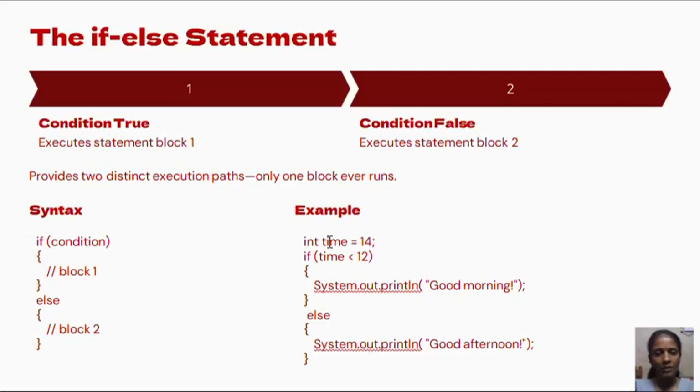See the example, time equal to 14. Here I am checking the condition: is time less than 12? It checks whether 14 is less than 12. 14 is not less than 12, so this condition is false. So it simply goes to the else part. Then it just prints good afternoon.